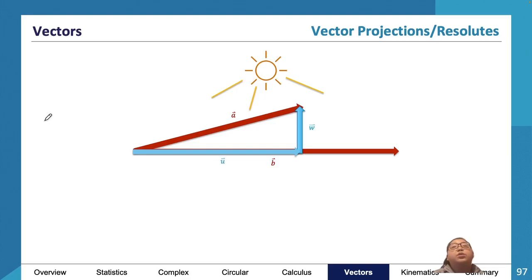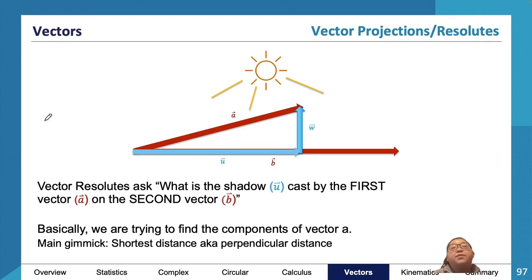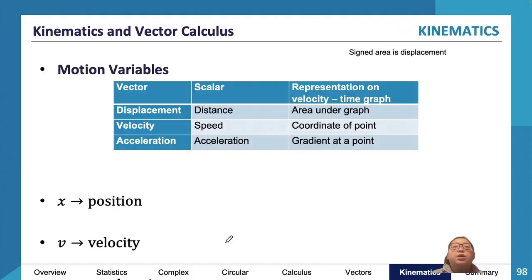So w and u: u is going to be the A parallel to B, and w is going to be the A perpendicular to B. To find those, we essentially talk about the components of A, and they like to talk about shortest distances using this. So if we have something like that, that's normally what they talk about.